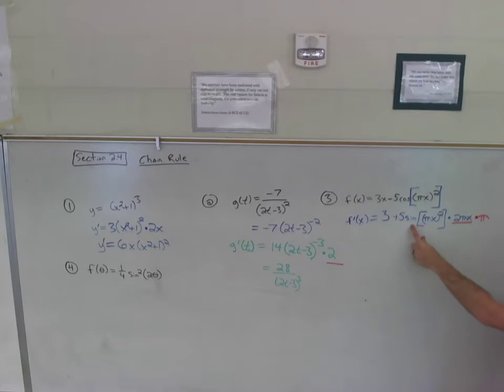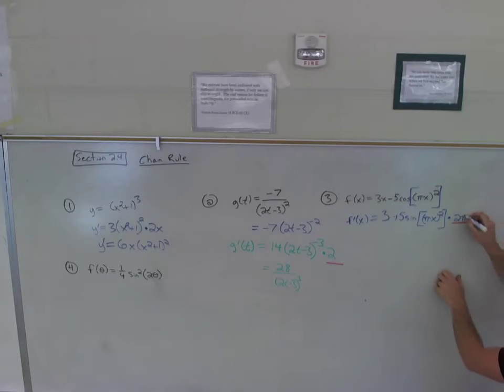Positive 5 sine, are we okay with that? Yes. That's the first layer. Then we leave the inside alone. Still that same layer, okay? Then we multiply by the derivative of the next layer. The derivative of the next layer is 2 times pi x to the 1 power, right?